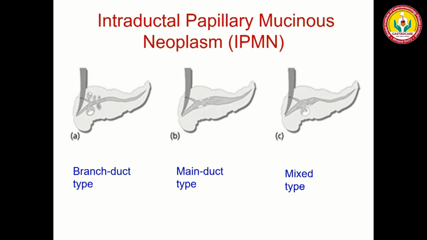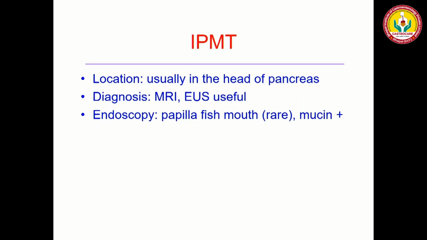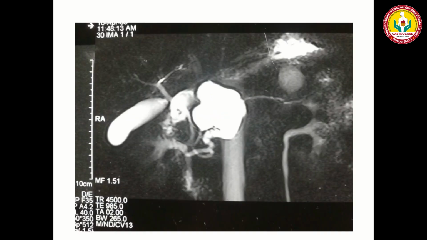So this is branch duct, this is main duct, and this is a mixed type. Location is usually in the head of pancreas. MRI and EUS again very useful. Sometimes you may see in a main duct IPMN a fish mouth papilla from which you can see mucin coming out.